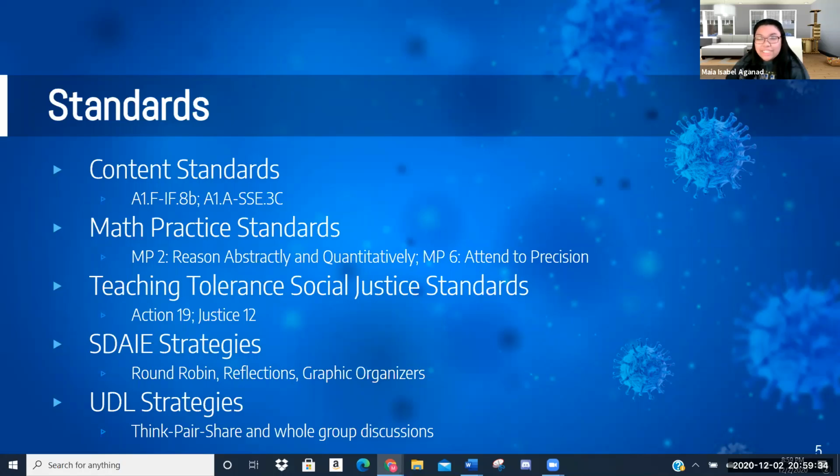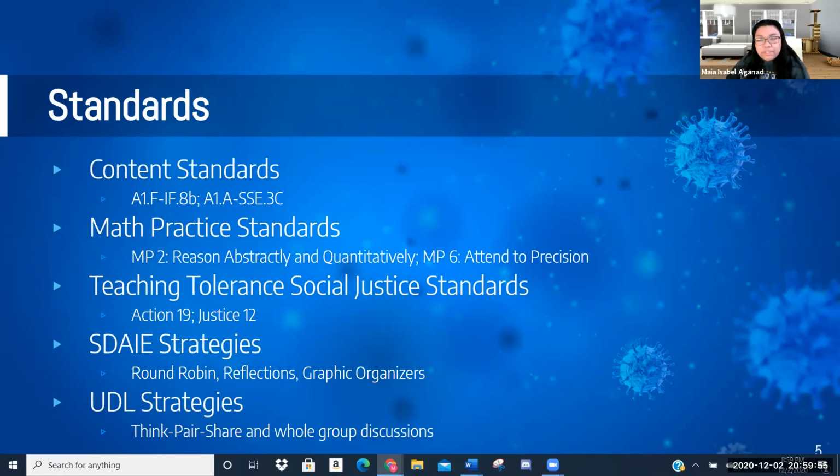Then our standards for teaching tolerance to social justice. We want students to be able to understand how the virus affects us as individuals and the need to look out for our own safety by standing up to people in power. Students will also recognize the discrimination individuals may face based on one's class or demographic status.